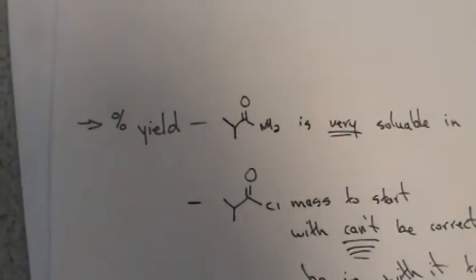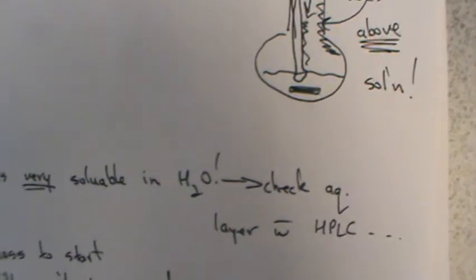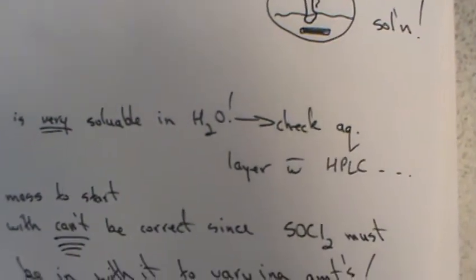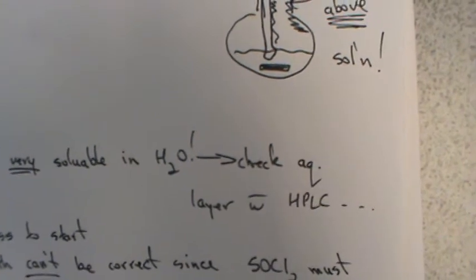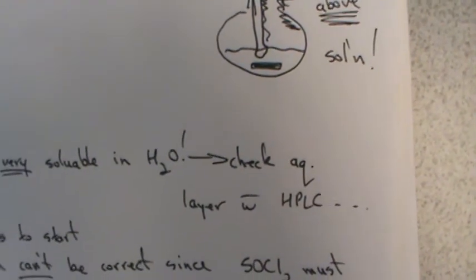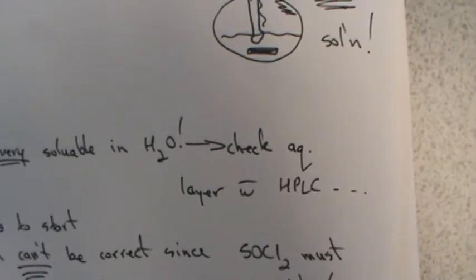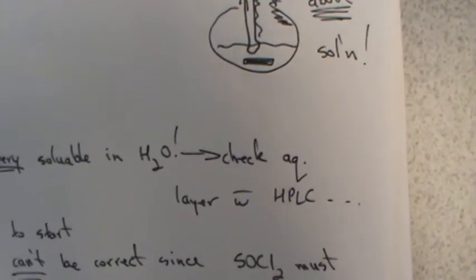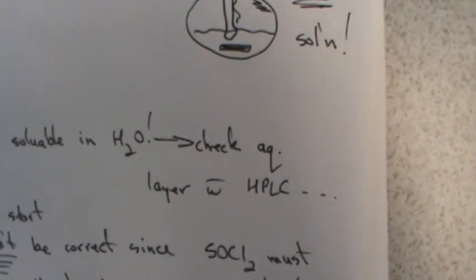As far as the percent yield, one of the things is the product is extremely soluble in water. So one of the things that we could do, if it's that soluble and we want to double check our yield, is run an HPLC on the aqueous layer just to see how much of it is still left in the water layer. So however much mass you think you weighed, it's possible that it should be higher because some is left in the aqueous layer.